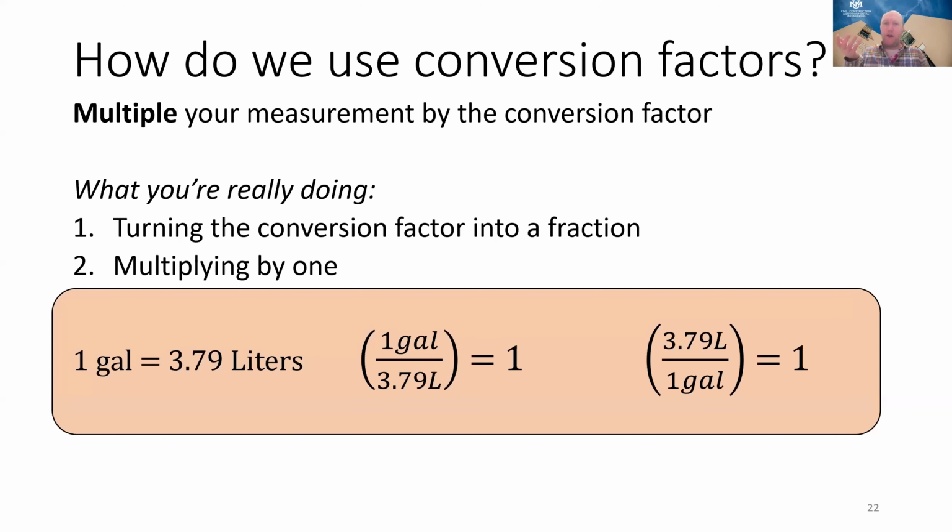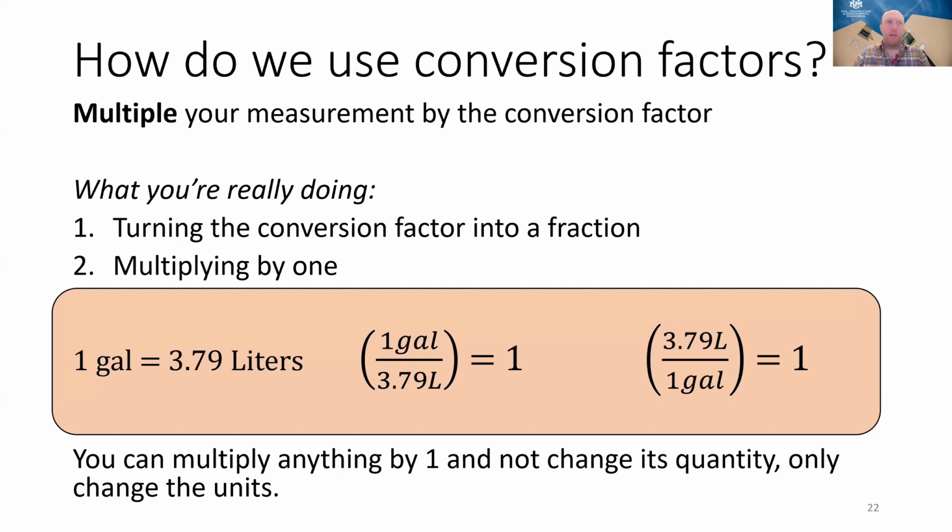And so when we're using a conversion factor, what we're really doing is we're multiplying whatever our measurement is by 1. But because of that conversion factor, we're changing the units. We're not changing the value. It's still my 1 gallon of milk, but now we can just write it down as 3.79 liters as opposed to 1 gallon. We're not changing the value.